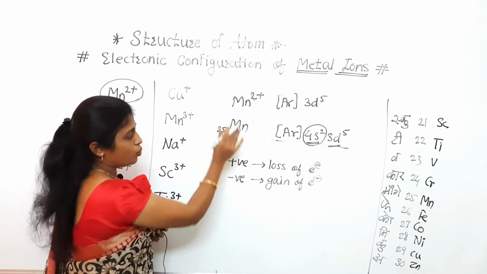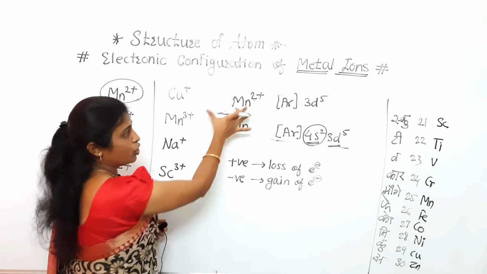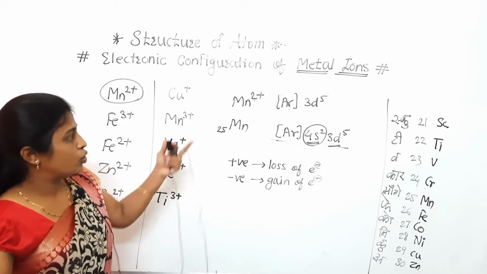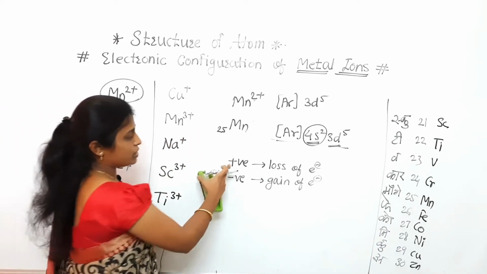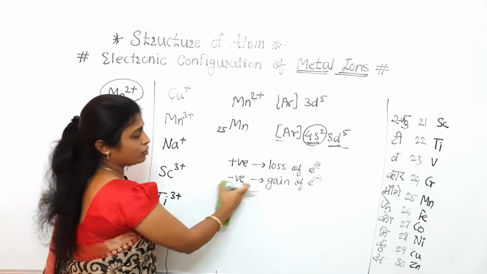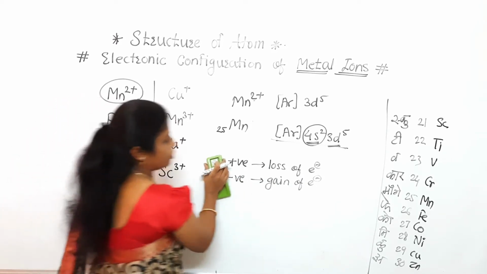Clear to everyone? Once again I am repeating the point, listen carefully, because if one concept is clear, you can apply it to the second one also. This is the main point: if a positive charge is there, it is because of loss of electrons; if a negative charge, it is because of gain of electrons. That is the one concept.